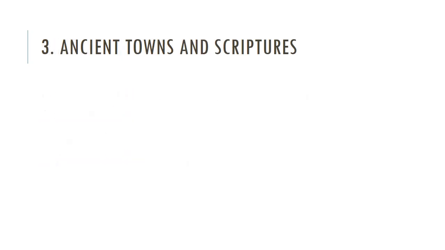Chapter 3 is Ancient Towns and Scriptures. You know what we studied about the Indus Valley Civilization, the town planning, how organized it was, what kind of cities they had, and all that stuff. And after that, we also studied about the scriptures.